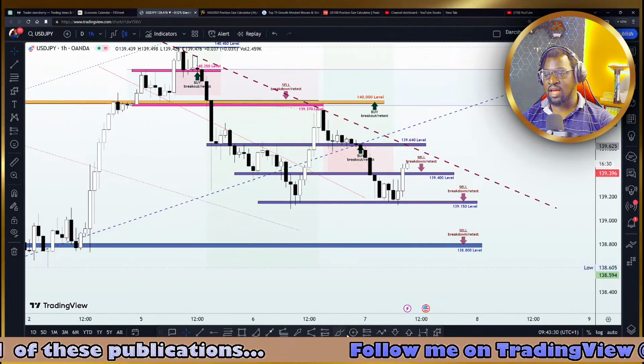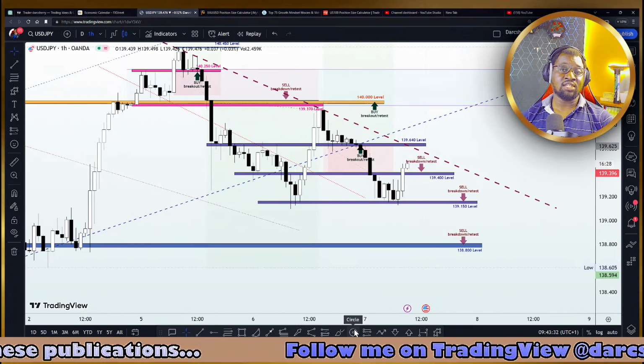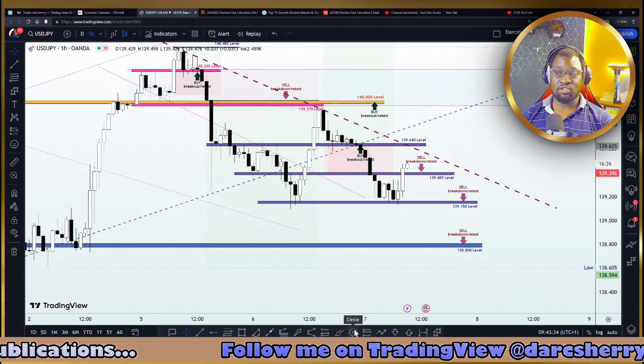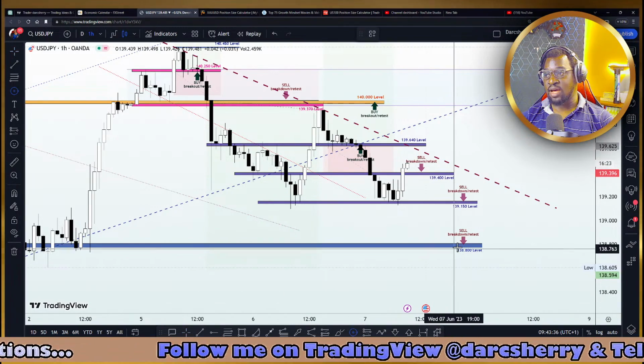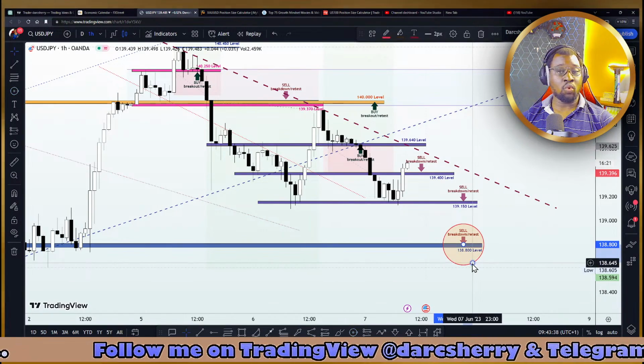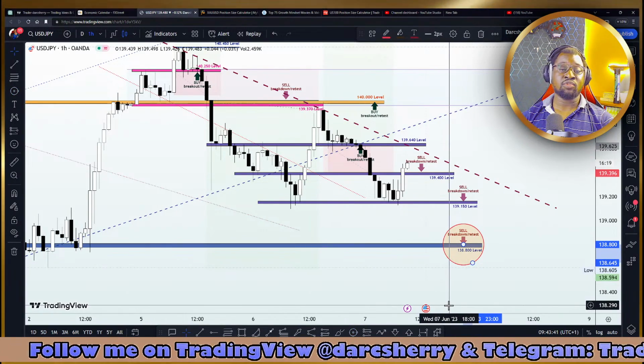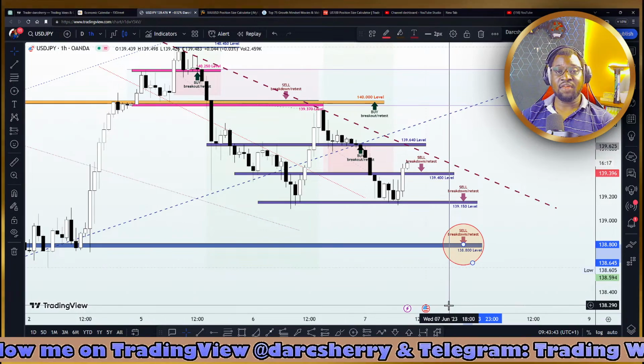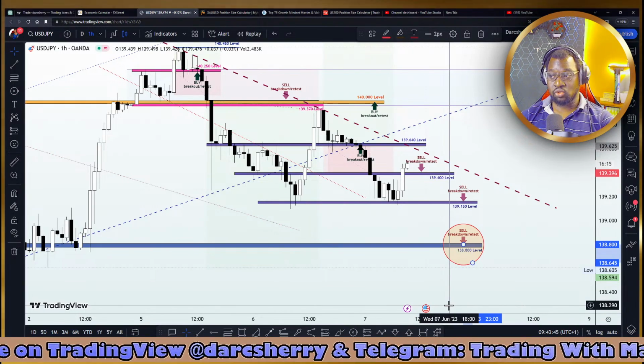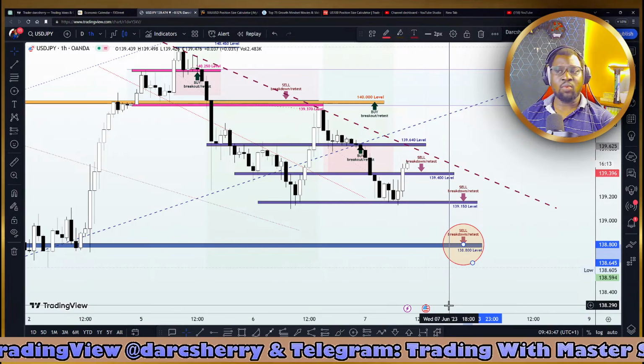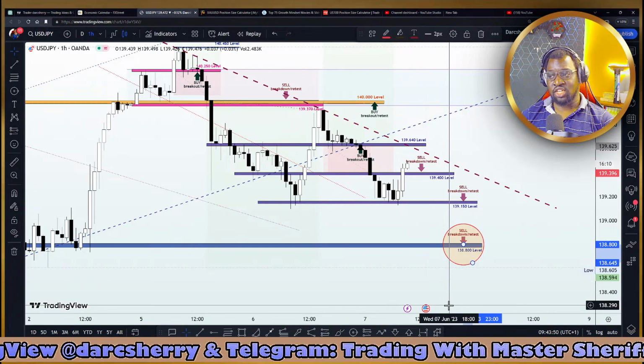And remember, the sell potential of this market gives us more opportunities to add. If a breakdown of the 138.800 happens, we definitely want to be thinking of adding more position to our existing trade. So that is how we are going to be selling the USDJPY for today.